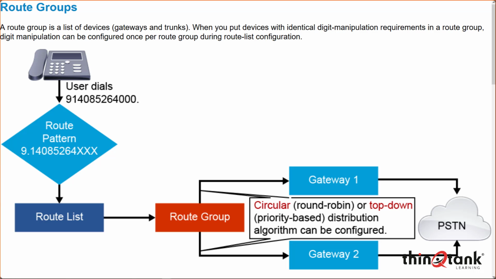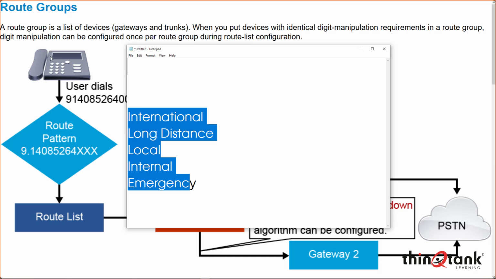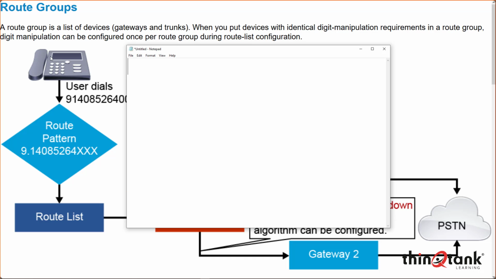All right, now think about this from the perspective of 911. So let's say, for example, I have 4 sites: LA, Boston, New York, and Atlanta. And each one of these locations has their own PSTN connection.